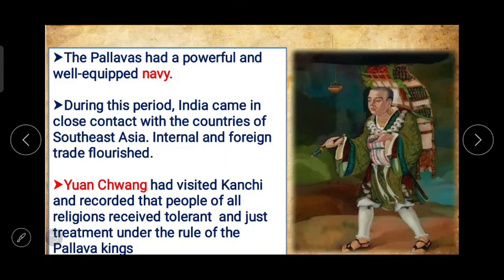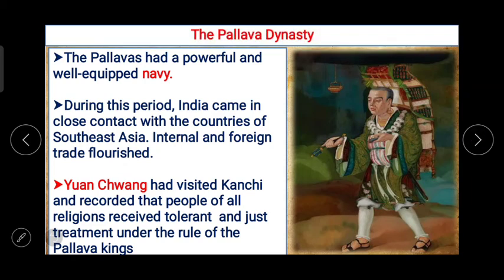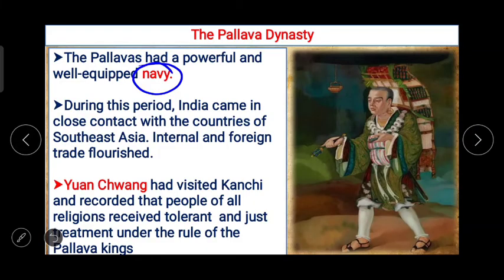The Pallavas had a powerful and well equipped navy. They had a navy too. During this period, India came in close contact with the countries of Southeast Asia. Internal and foreign trade flourished, because with connections and contact with other places, internal trade increased and foreign trade also flourished.